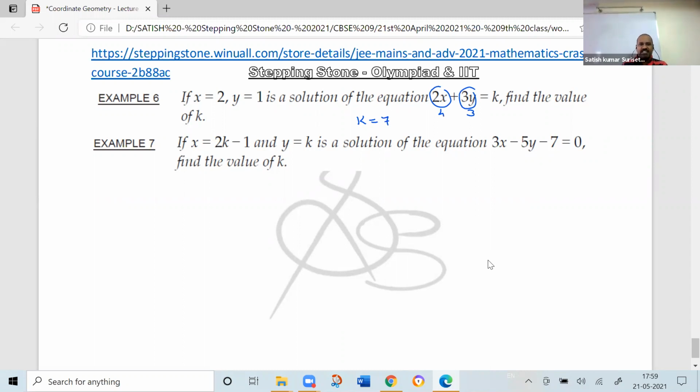Next, in the same manner, if x equal to 2k minus 1 and y equal to k is a solution of the equation, find the value of k. Now, do it and tell me. So k is equal to 10. Is it the same?